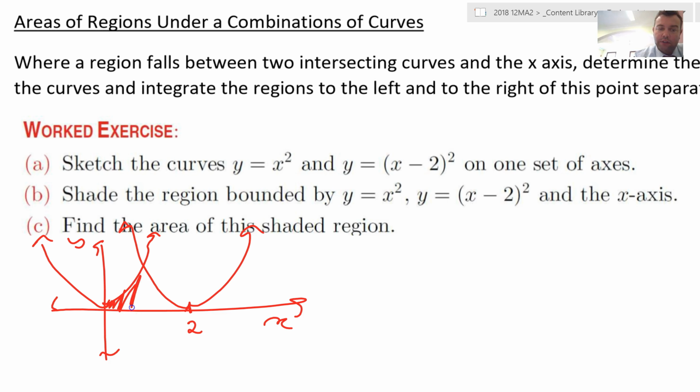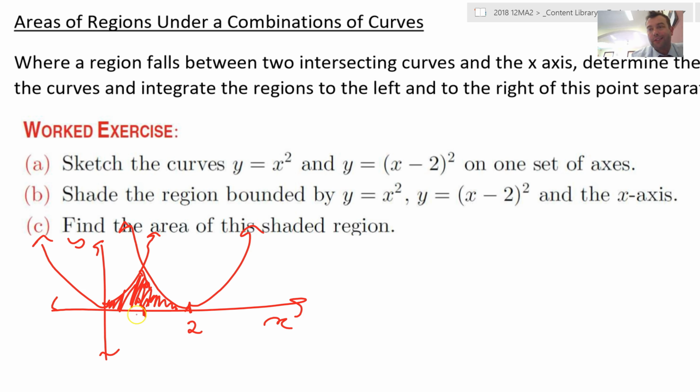That, of course, is this little area here. That's what we're going to be interested in. And finally, find the area of that region. What I need to do is dissect this into the area between the x-axis and the curve y equals x squared, between here and, what's that point there? Well, it looks symmetrical. We're pretty sure it's 1. So between y equals x squared and the x-axis, and between y equals (x minus 2) all squared and the x-axis.